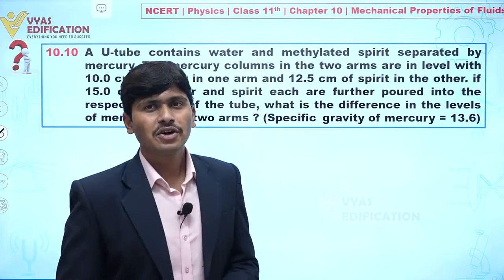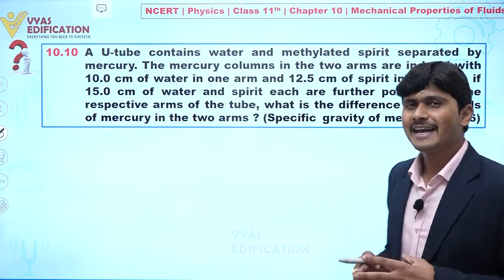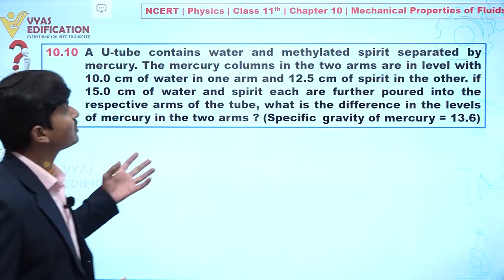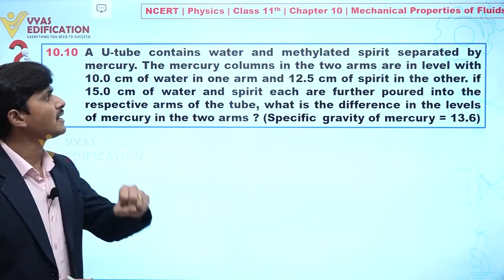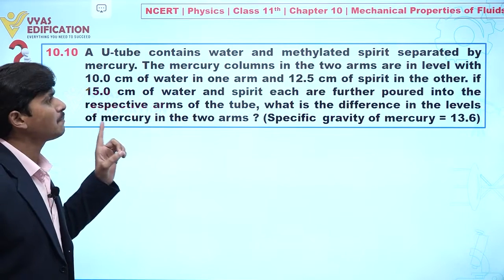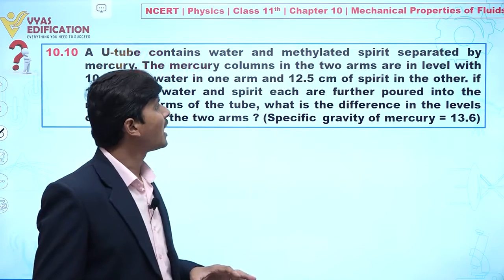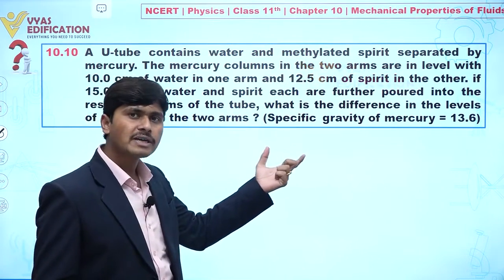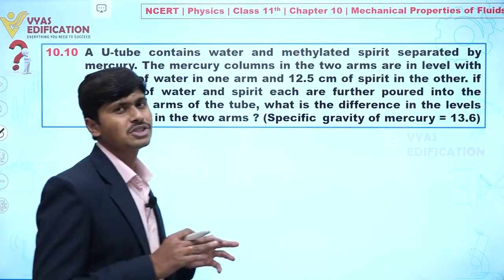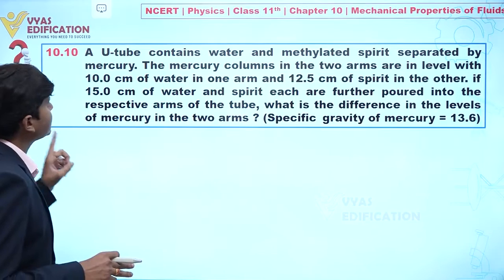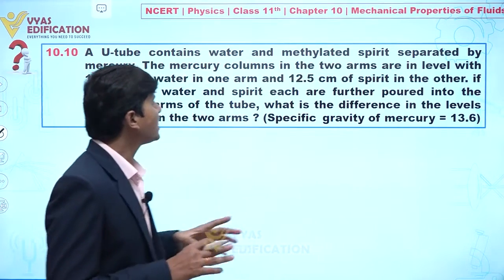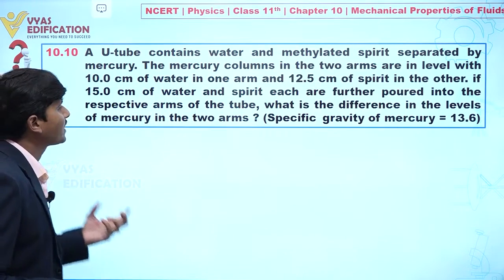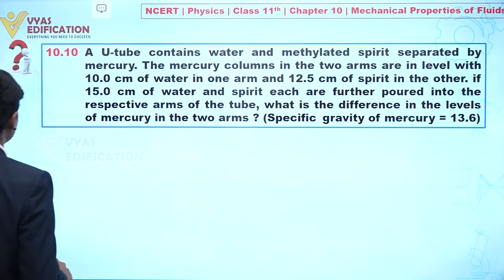Now students, we are going to discuss question number 10.10, and this question is an extension of the previous question. In the previous question, a U-tube contains water and methyl spirit separated by mercury. The mercury columns in the two arms are at the same level with 10 centimeter of water and 12.5 centimeter of spirit. But now the situation changes. If 15 centimeter of water and spirit each are further poured into the respective arms of the tube, what is the difference in the level of mercury in the two arms? Now let us try to understand this given situation.